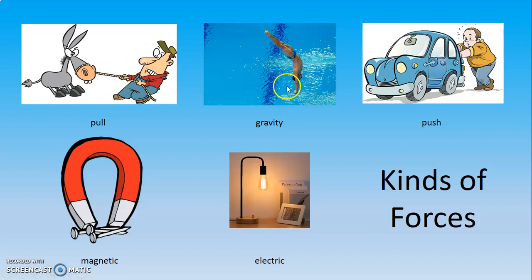Here I have 5 images. You have 5 images too on your book. These are kinds of forces. The first one, pull, gravity, push, magnetic, and electric. Okay? You were supposed to have written these answers. Check them, please.